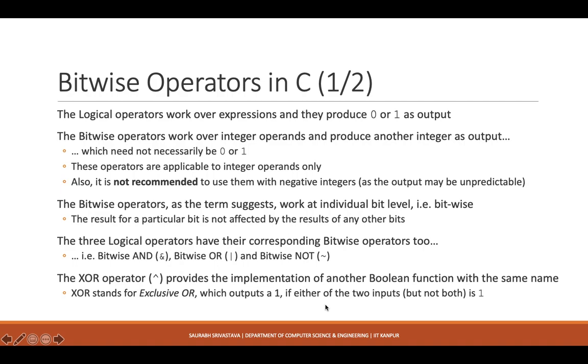The inclusive OR will give you a 1 as long as either of the inputs is 1. The exclusive OR will give you 1 only if either of the two inputs is 1 but both of them are not 1. So this is the difference between exclusive OR and inclusive OR, the normal OR that we call.